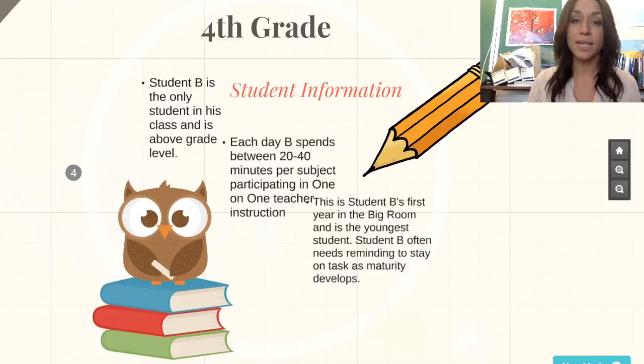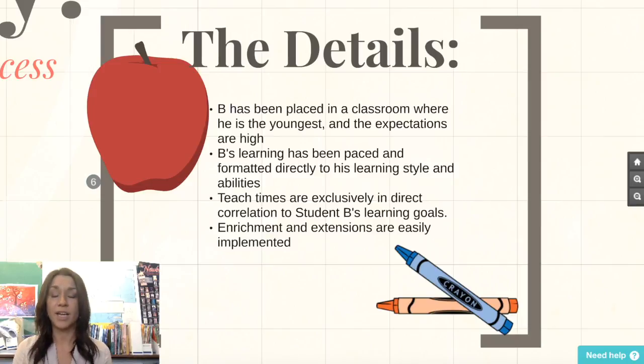So he's the only student in his class, but he is above grade level. Teach times are about 20 to 40 minutes each day, and that's one-on-one every single day, every subject. This is the student's first year in what they call the big room, so this is fourth through eighth in this class. One thing that student B needs to be reminded of is just staying on task and being mature as his maturity develops.